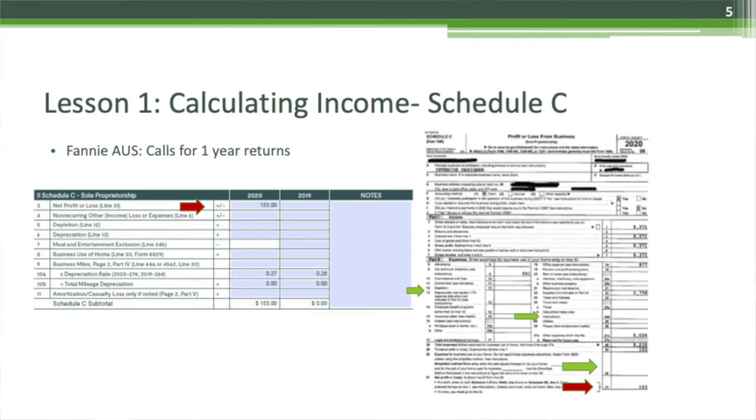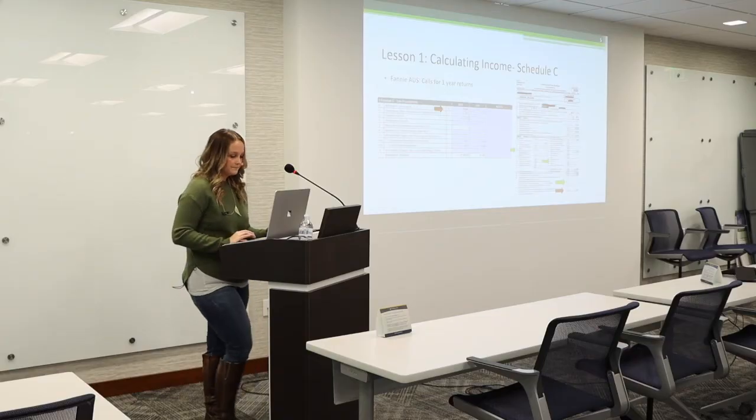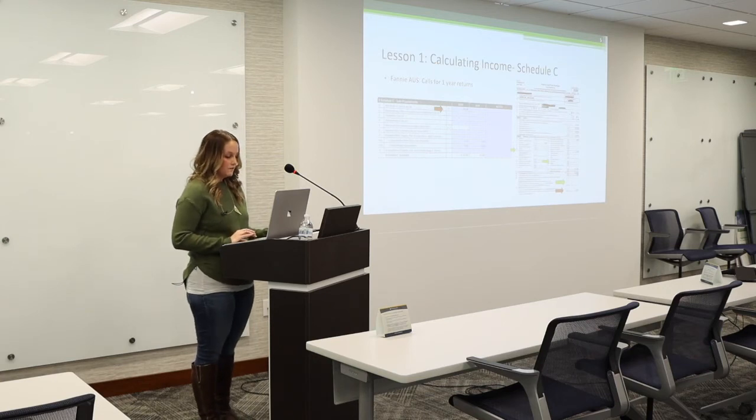So when you have one of these, it's very easy to follow if you just follow line by line what it's telling you to do. For instance, right here, first one, net profit or loss, it tells you line 31. So then you go down to line 31 down here, and it's 153 and it's positive. So I enter in 153.